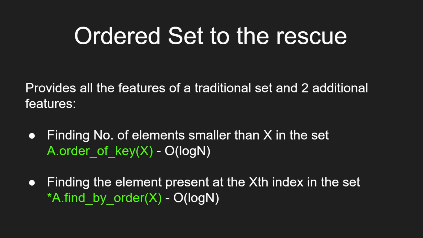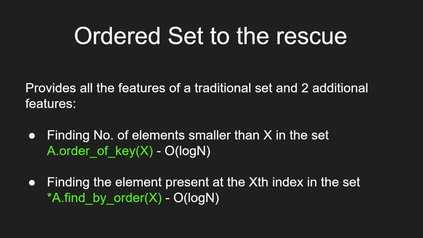It just tells us the number of elements which are strictly smaller than x in our current set, right? And this is the exact third query that we are referring to, right? And if I talk about the fourth query, which was to just print the element at the xth index inside my set. Now this can be done using the find_by_order function, which is given in this ordered set.